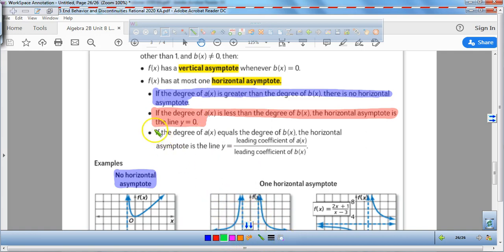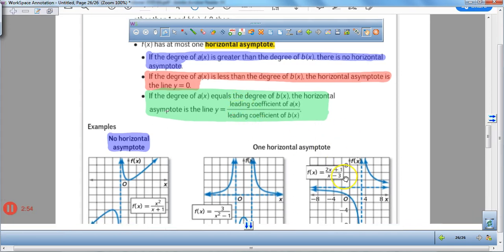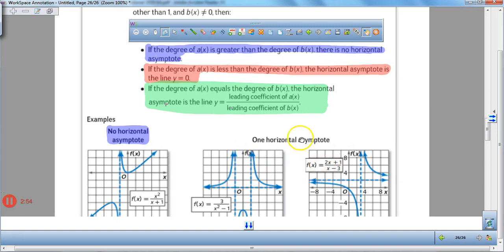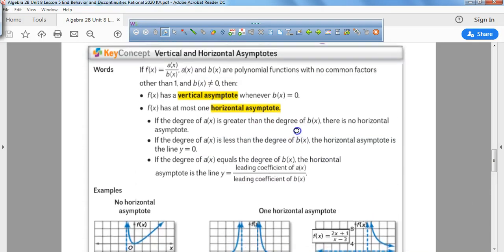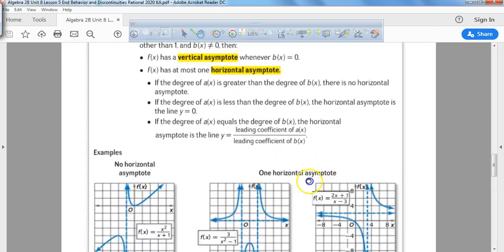And then the last situation is if the degrees are equal, which was our last one, that was this one right here. If the degrees are equal, then it's the leading coefficient divided by the leading coefficient. So 2 divided by 1 is 2. So those are the 3 situations for horizontal asymptotes, with a of x being whatever's in the numerator and b of x being whatever's in the denominator.